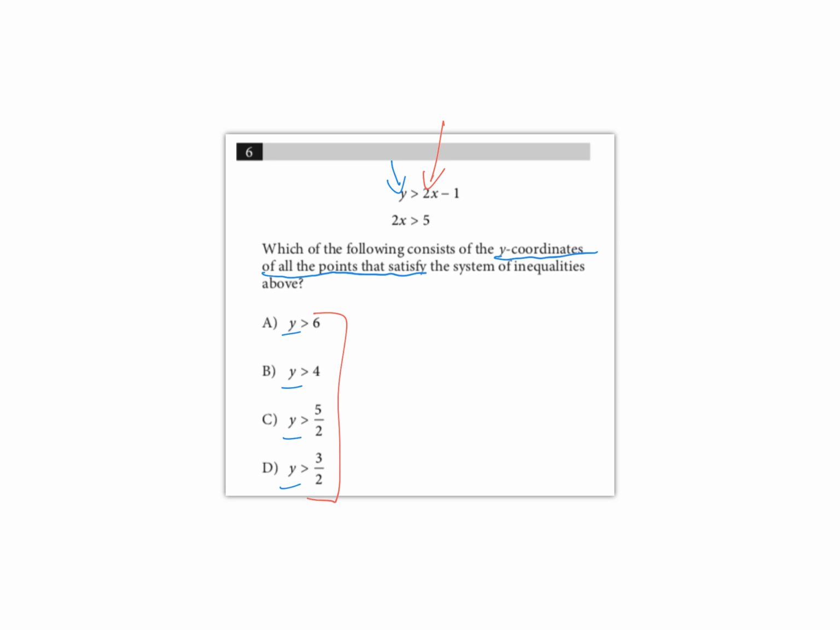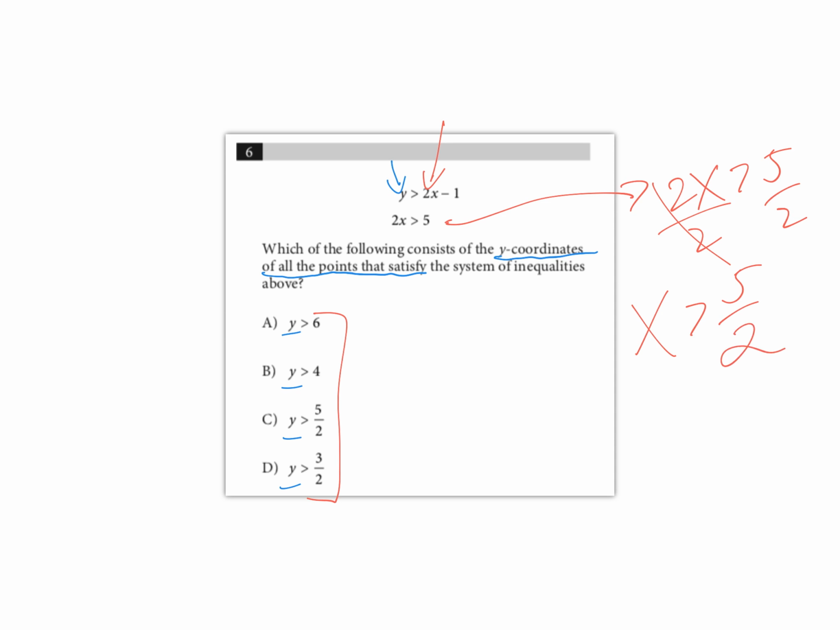And I think some of you might have already naturally seen the second inequality right here. And then, oh, okay, I know that to get x by itself, I just divide 2 to both sides. So x is greater than 5 over 2. And from there, if you know x is greater than 5 over 2, you can probably plug that 5 over 2 into your expression, the first expression.